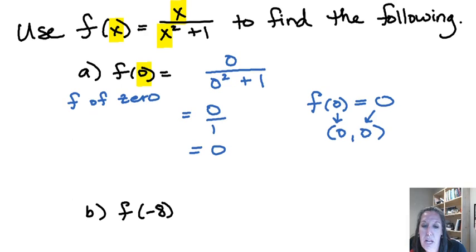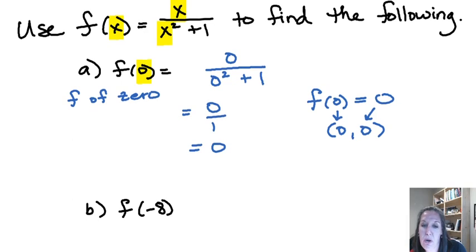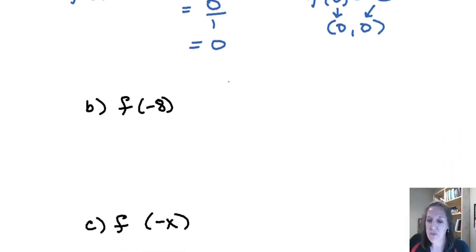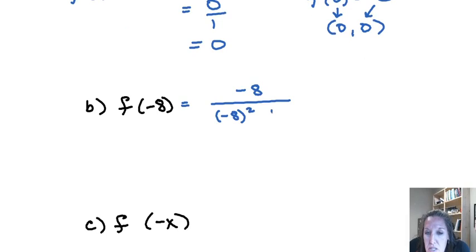All right, we're going to do the same thing, same function. Now we're going to find f of negative 8. So we're doing the same thing that we were just doing. We're going to plug in negative 8. Now we had x squared in the denominator. We want to square this whole negative 8, so we want to put that in parentheses so we can square that whole thing.